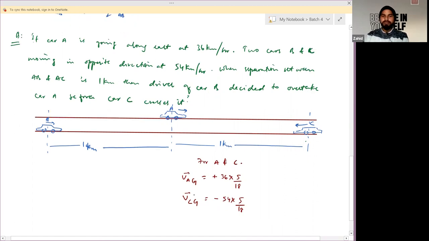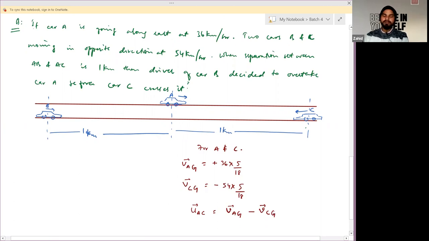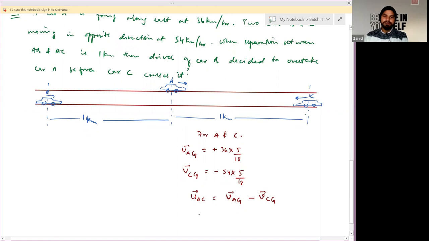From these two terms, since it is their initial velocity, if you define velocity of A with respect to C, it will be velocity of A with respect to ground minus velocity of C with respect to ground. Solve these two terms and put in this part, you will get initial velocity between A and C.